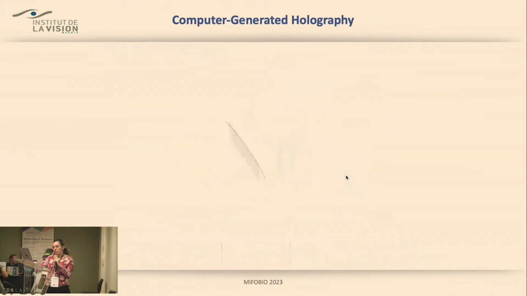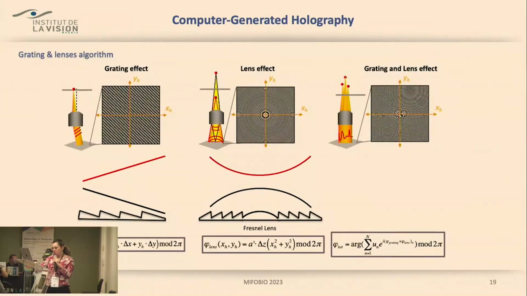If you just want to project diffraction limited spots, there are simpler algorithms that you can use, where you just have to encode your SLM with a grating phase pattern or with a lens phase pattern, or with combinations of both if you want to project spots both in XY and in Z.